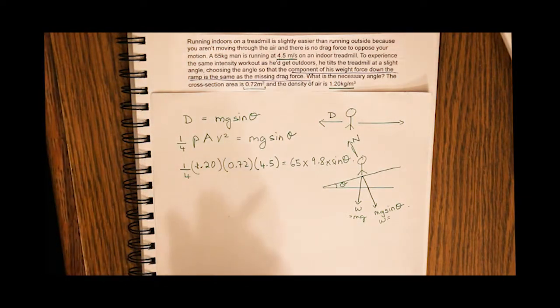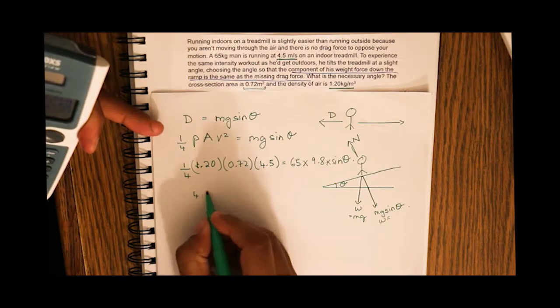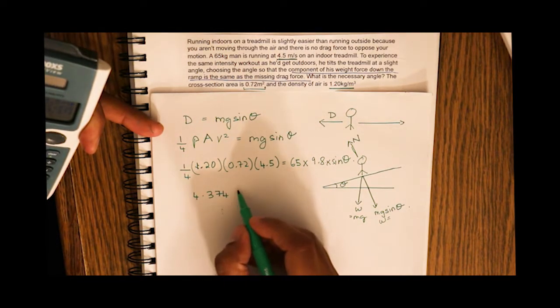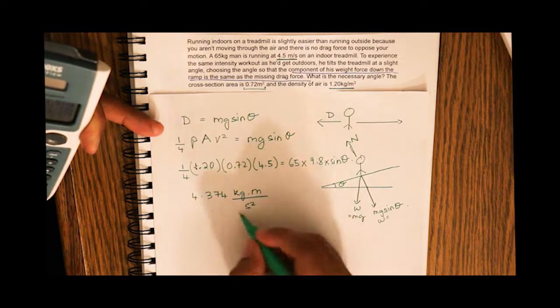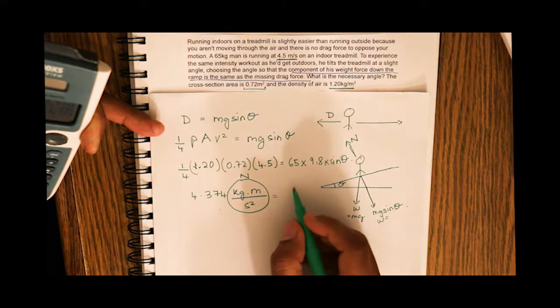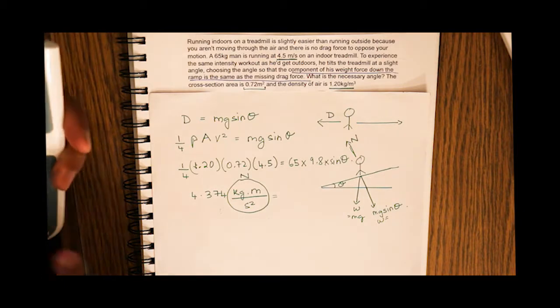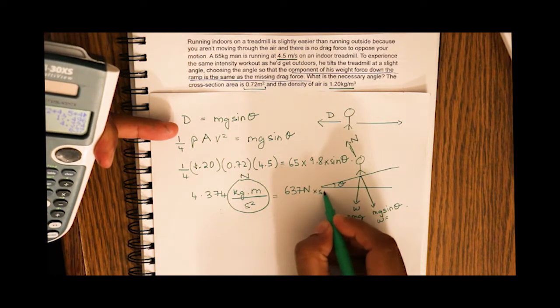So let's solve for the left-hand side. Once we solve for the left-hand side, we end up with 4.374. We can just call this newtons. It winds up in kilos times meter per second squared, which is the same as saying newtons, equals 65 kilos times 9.8. So we have 637 newtons on this side too, times sine theta.